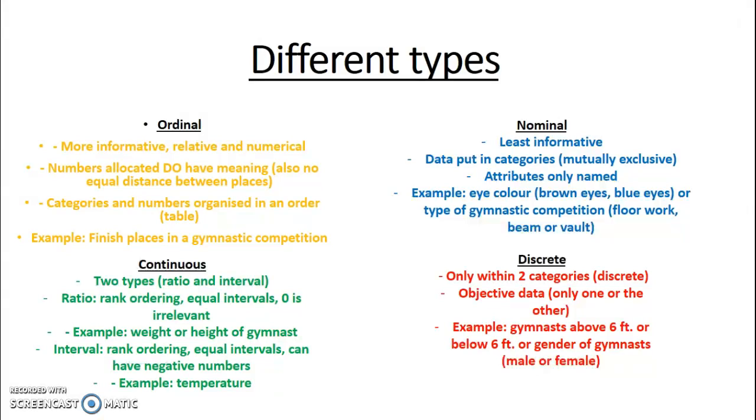Ratio is ranking order, equal intervals, and 0 is a relevant number. Example would be weight or height of gymnast. Interval is rank ordering, and equal intervals. It can be negative numbers, so an example would be temperature.